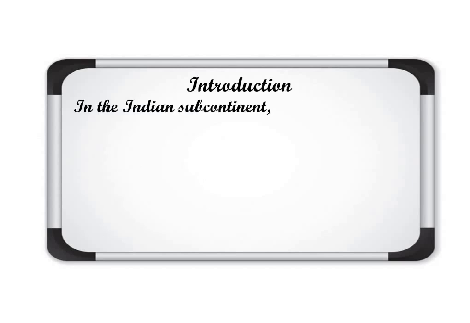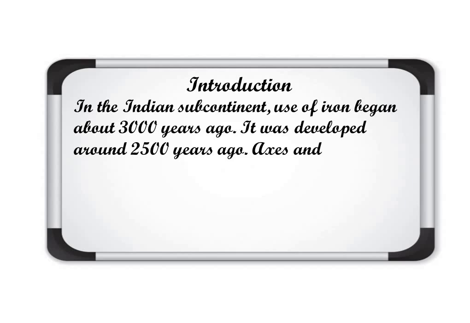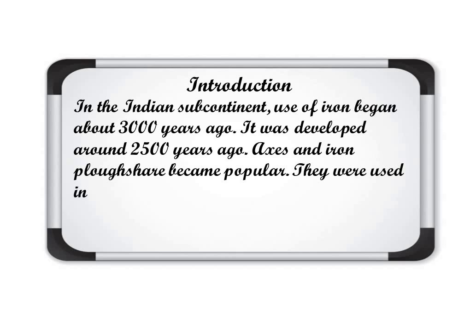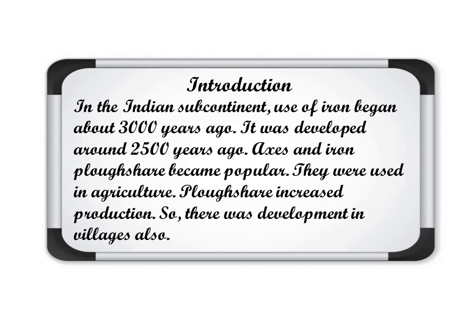Introduction. In the Indian subcontinent, use of iron began about 3000 years ago. It was developed around 2500 years ago. Axes and iron plowshare became popular. They were used in agriculture. Plowshare increased production, so there was development in villages also. As we talked about in the previous chapters, how development was coming in the societies because of the development in Janpadas, Mahajanpadas.